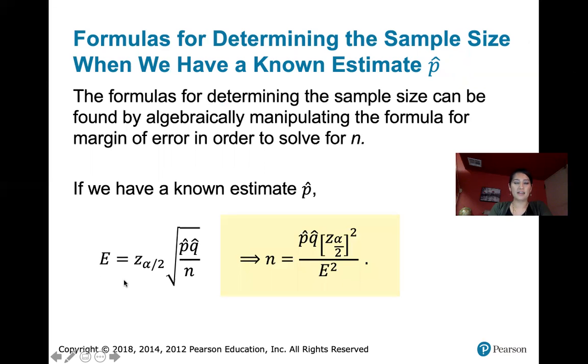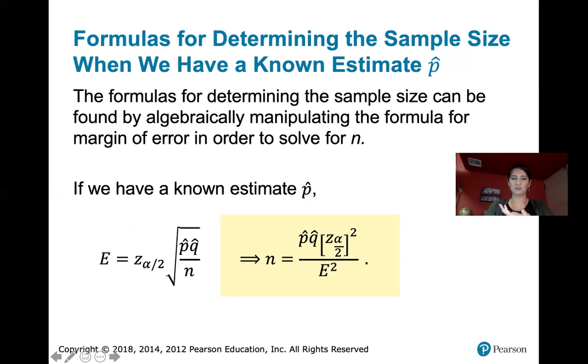The margin of error is equal to this critical value, Z sub alpha over 2, which depends on the confidence level, times this square root, which is the standard deviation of the sampling distribution of the sample proportion, P hat. Now, if we know P hat, we can find Q hat. If we know our desired confidence level, we can find the appropriate Z-score that goes with it. And if we know our desired margin of error, we can fill that in here. So the only unknown in this equation is the sample size n.